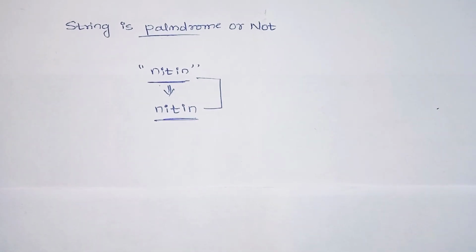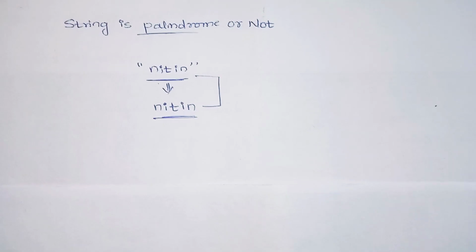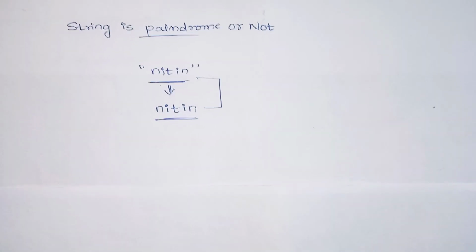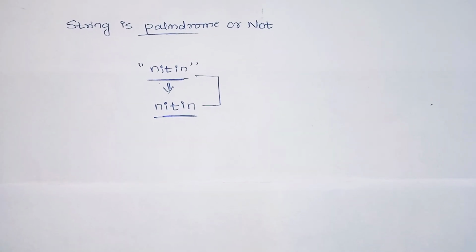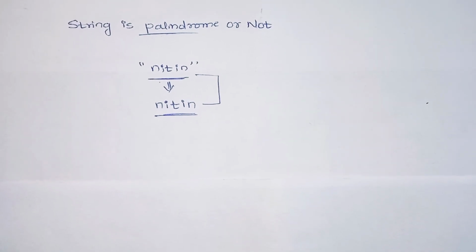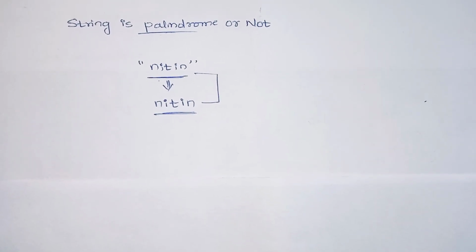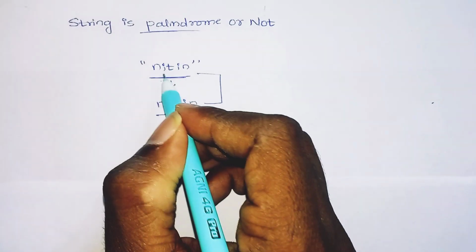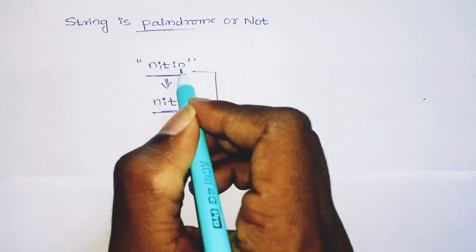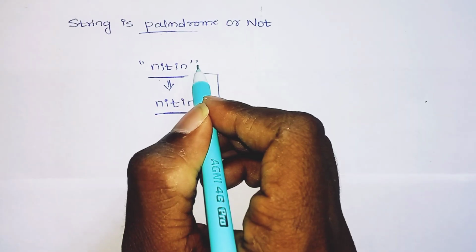In today's video, we will focus on the topic of whether a given string is a palindrome or not, and also we'll try to implement the Java code. At first we will see what a string is and how to say it is a palindrome or not. Here Nitin is a string, which is a set of characters enclosed in double quotation marks.